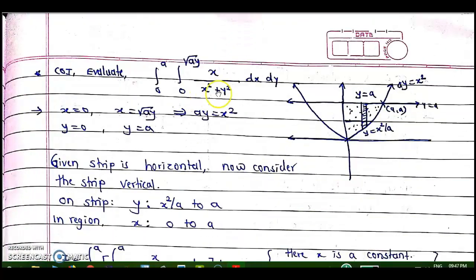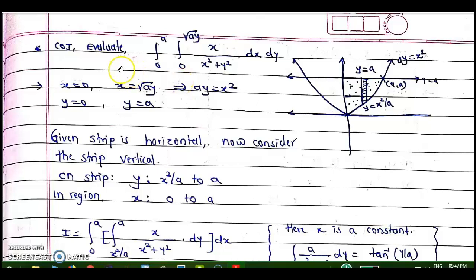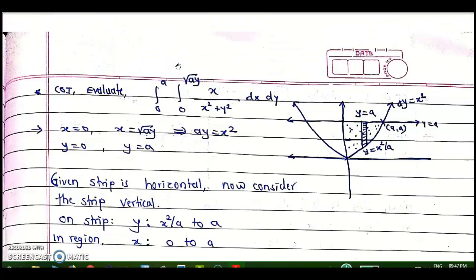We'll have a third example here. Change the order of integration and evaluate. Integral from 0 to a, integral from 0 to root ay, x upon x square plus y square dx dy. If you see, again the inner integral limits are in y, so they are the limits of x. Therefore, the given strip is horizontal. Now we will be considering a vertical strip.